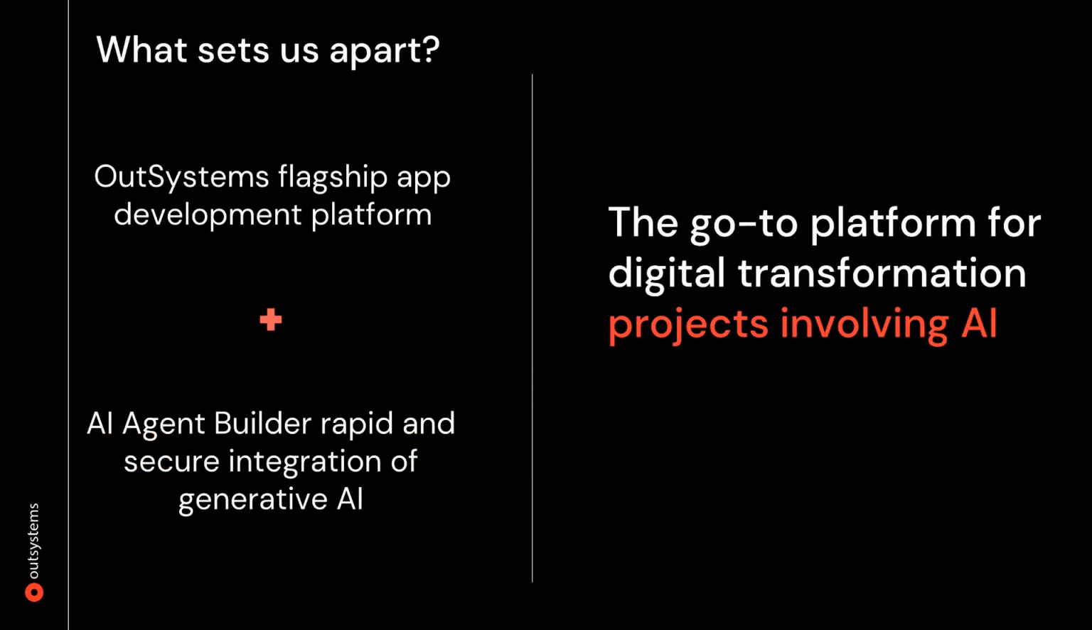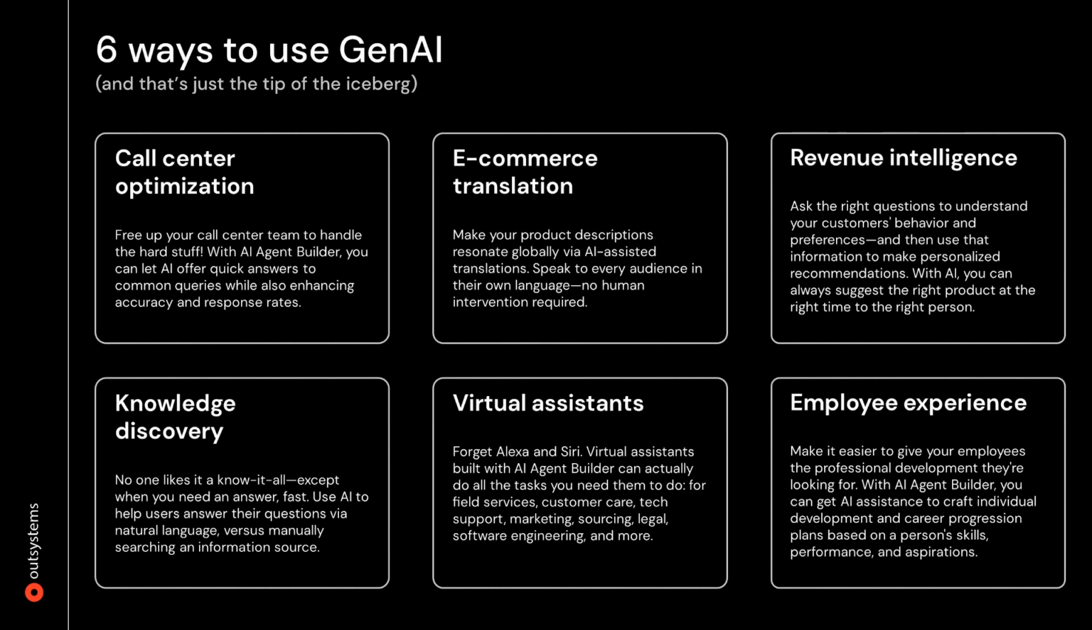But with everyone buzzing about artificial intelligence these days, what really sets OutSystems apart is the fact that we already have the #1 low-code platform for developing both web and mobile applications. As we expand the capabilities with AI Agent Builder, we can now also be the go-to platform for digital transformation projects involving artificial intelligence. So let's take just a moment and talk about what some of those AI-driven projects might look like. Beyond the built-in quick start applications and agent templates, which I'll cover in just a moment, the possibilities with the AI Agent Builder are endless.